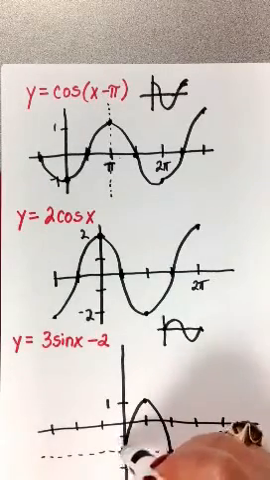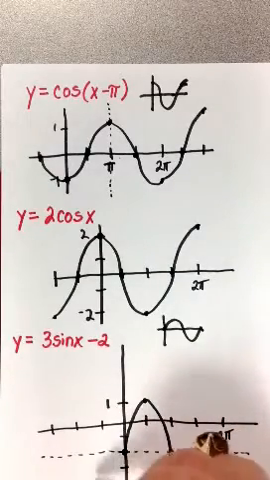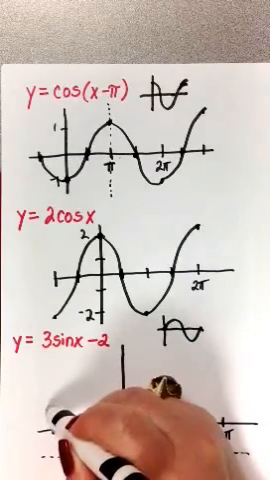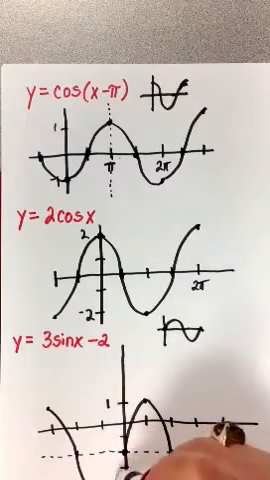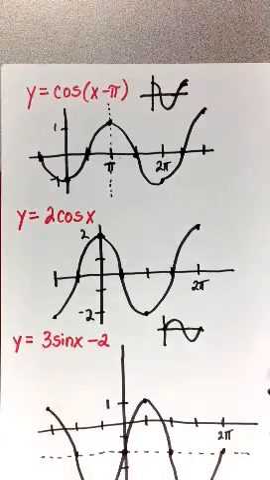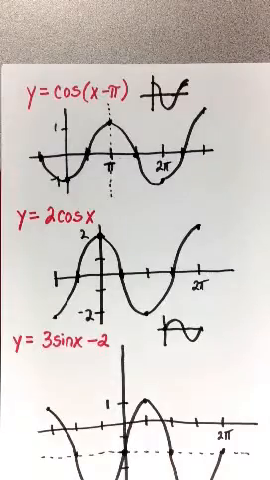It's got a vertical stretch. The next one would reach the minimum, then cut the axis, then reach the maximum. Might be a good idea as you're sketching this on your answer sheet to sketch a little bit more than what you think you might need.